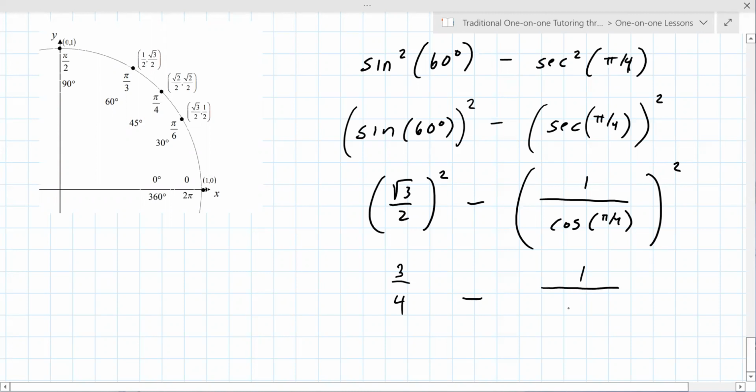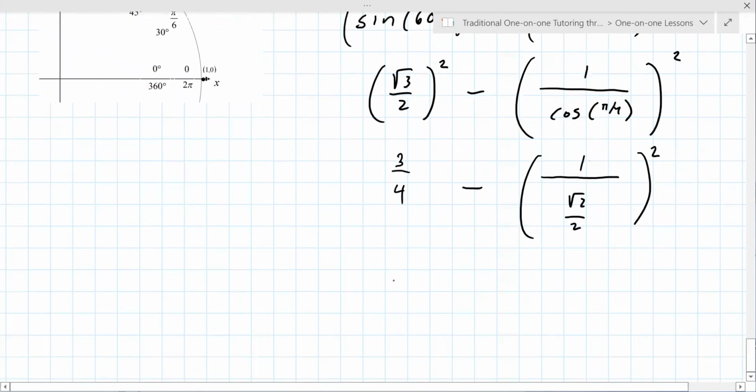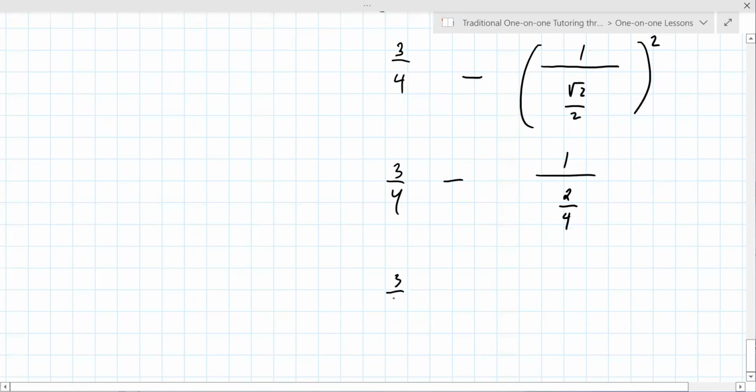So let's do it this way. It's √2 over 2, but then we're squaring it. When you square the top, it's obviously 1. When you square the bottom, it becomes 2 over 4, which is 1/2, and then you flip it. So if you flip it now, it's 4/2, which is 2. So this becomes 3/4 minus 2. 2 is 4/4. I'm sorry, 8/4. So the answer is minus 5 over 4.